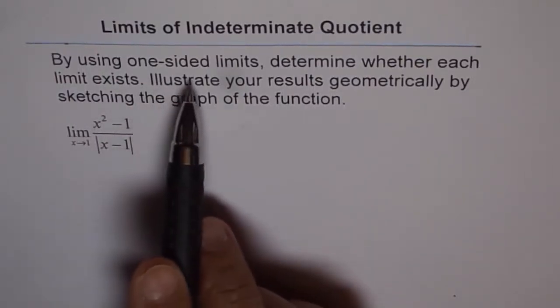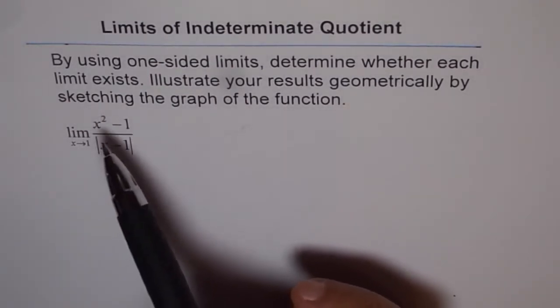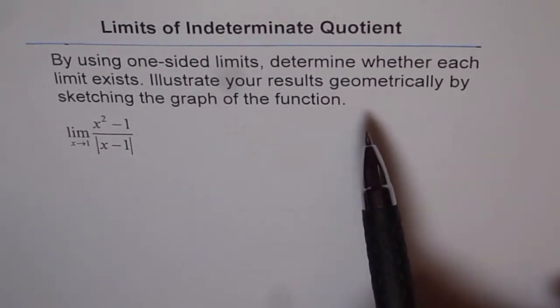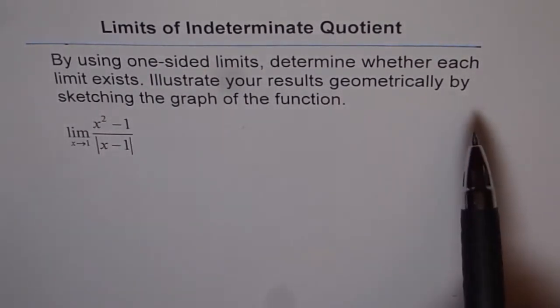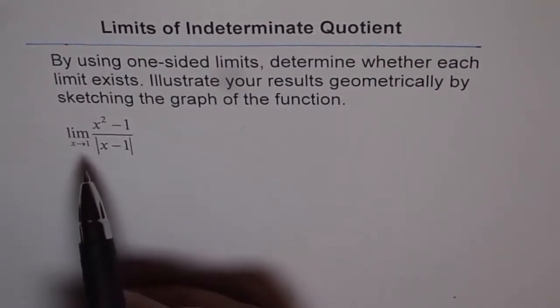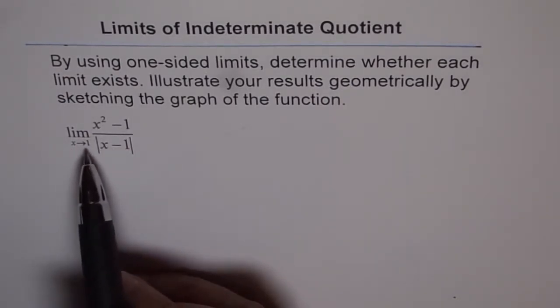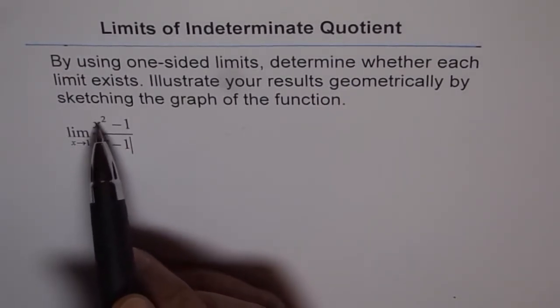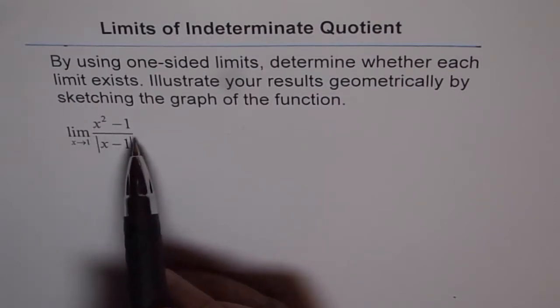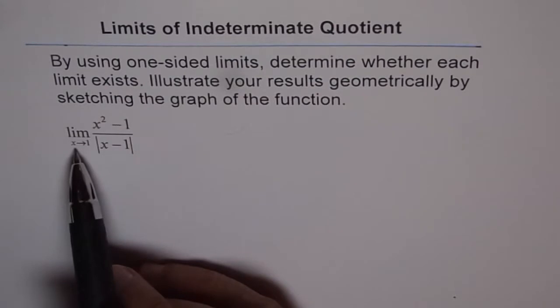By using one-sided limits, determine whether each limit exists. Illustrate your results geometrically by sketching the graph of the function. So here we have a function: the limit of (x squared minus 1) divided by the absolute value of x minus 1, where x approaches 1.